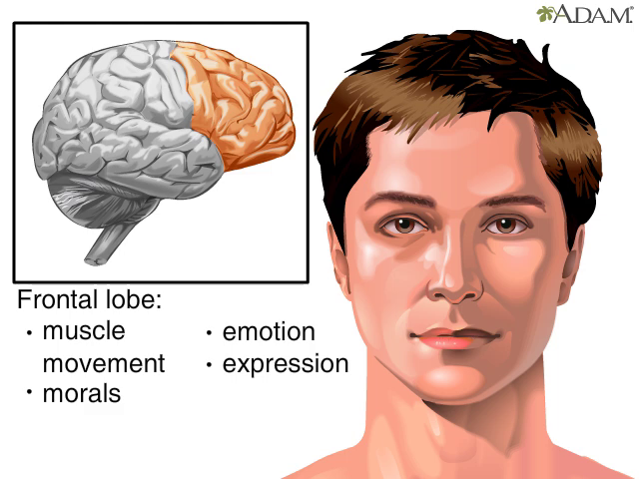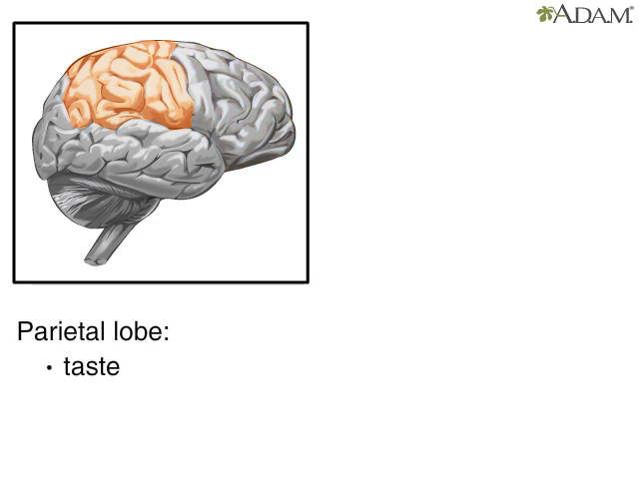The frontal lobe is also where we shape emotional reactions and expressions. There are two parietal lobes, one on each side of the brain. The parietal lobes are located behind the frontal lobe towards the back of the head and above the ears. The taste center is located in the parietal lobes.